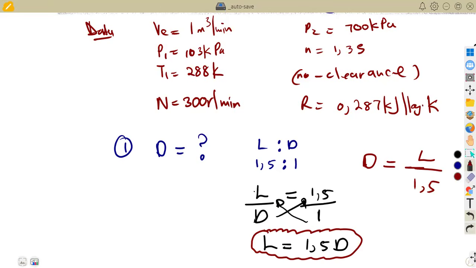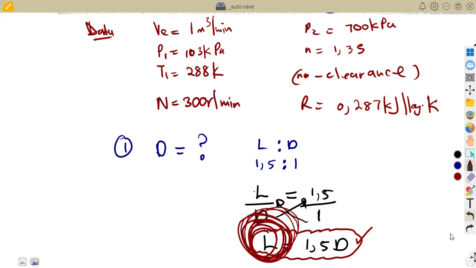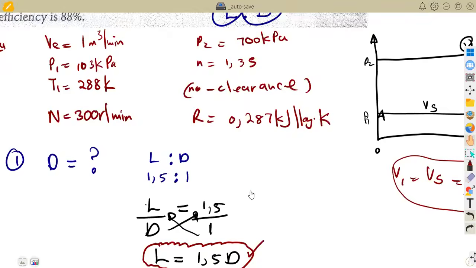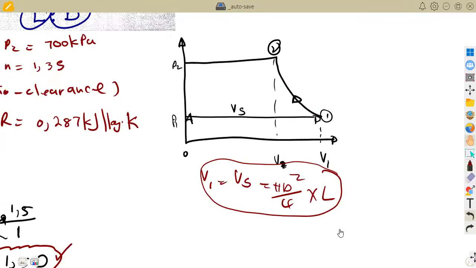So it depends on the question. If I want to calculate L, or if I want to calculate D, it depends on the question. So since we want to calculate D, it means we are supposed to use this one. L is equal to 1.5 D, so that where there is L, we remove it and we put 1.5 D. Where is the stroke length? It is in the swept volume. That is the idea there.